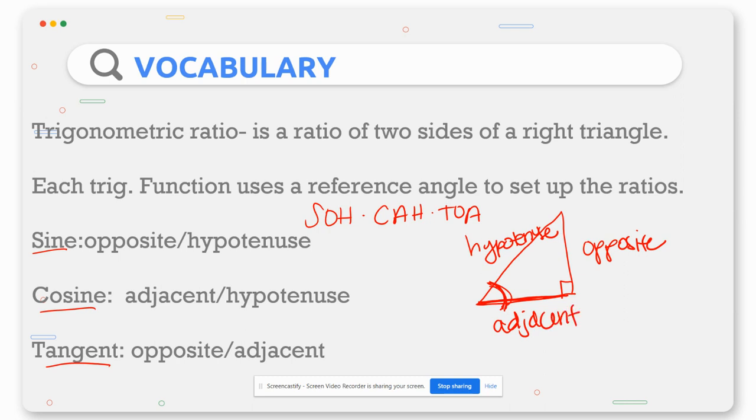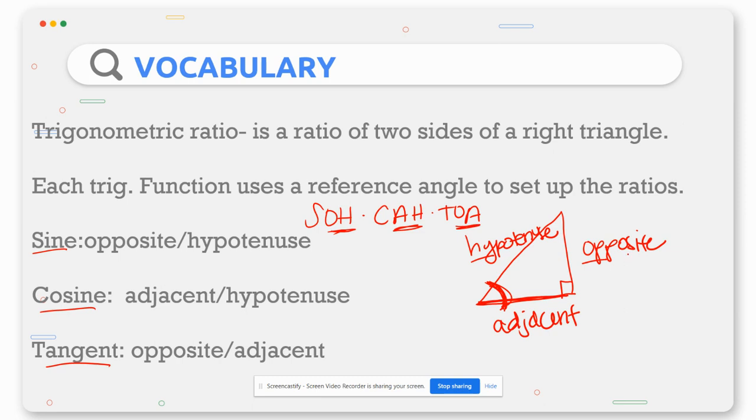So when asked to find the sine, if it was this angle, would simply be opposite over hypotenuse. That's what the OH means. Cosine would be adjacent over hypotenuse. And tangent would be opposite over adjacent.